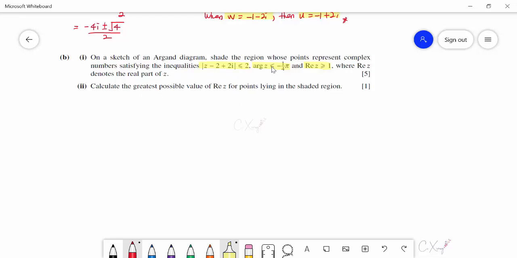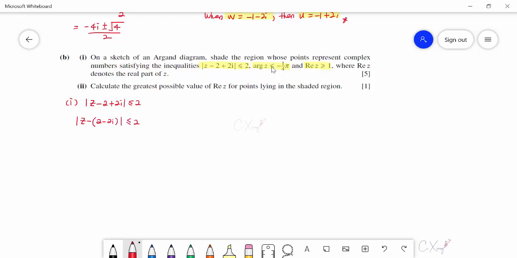So maybe we start with the first part first. First of all, the first inequality that I have is modulus of Z minus 2 plus 2i, smaller or equal to 2. What I want to do is rephrase it first, to become Z minus bracket 2 minus 2i.